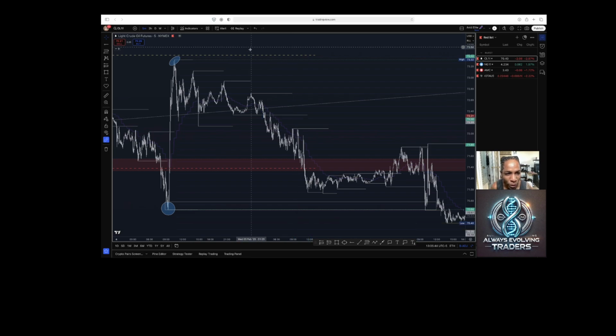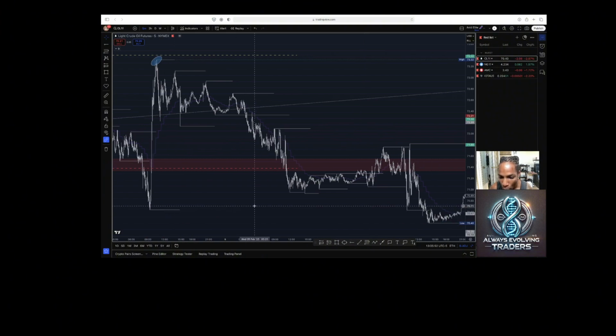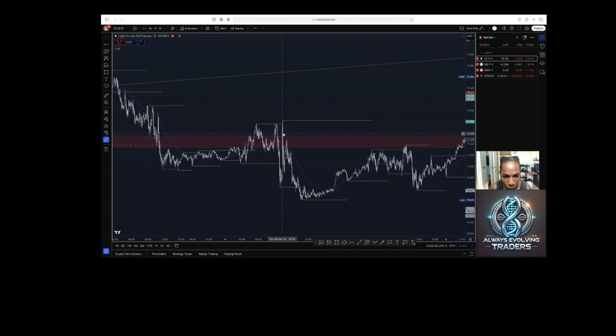Next target still up here. This one got hit, so I'll delete it. That took a high, then took the low. Let's go ahead and make that a point. See, look, high taken and then low, bow. So let's go ahead and mark that up.